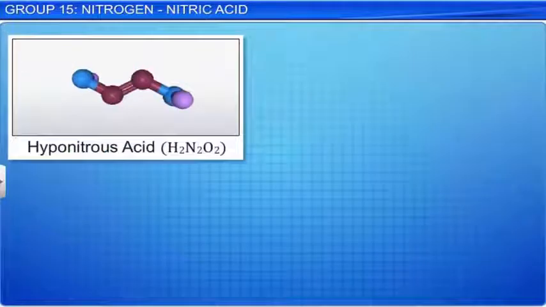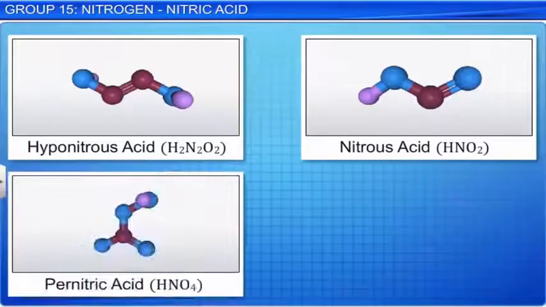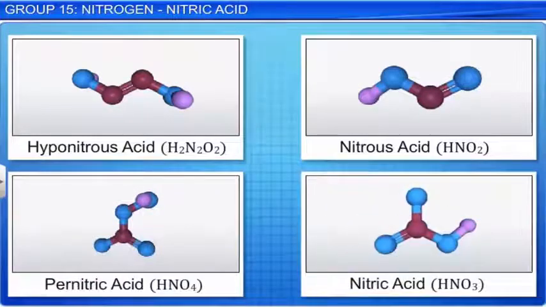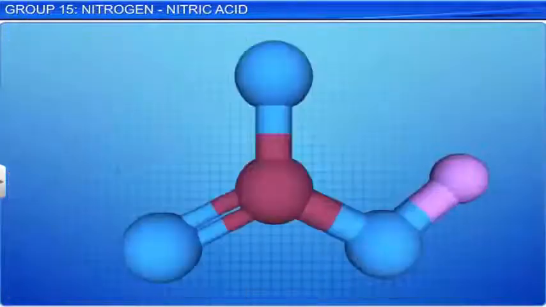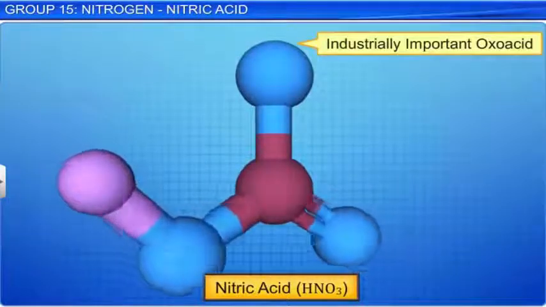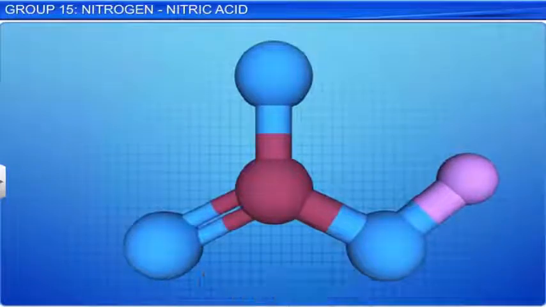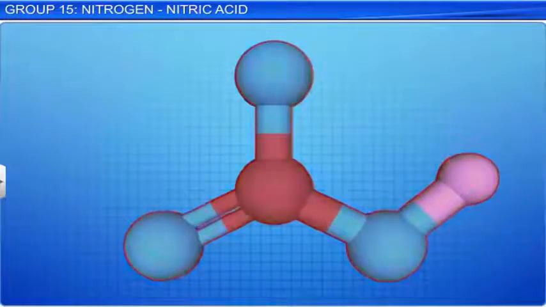Nitrogen forms a number of oxo acids, such as hyponitrous acid, nitrous acid, pernitric acid, and nitric acid. Of these, nitric acid is an industrially important oxo acid. Let us first look at the various methods to prepare nitric acid.